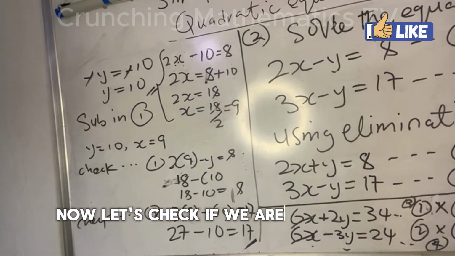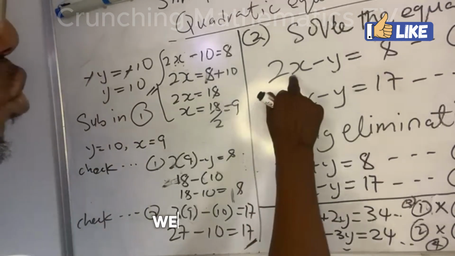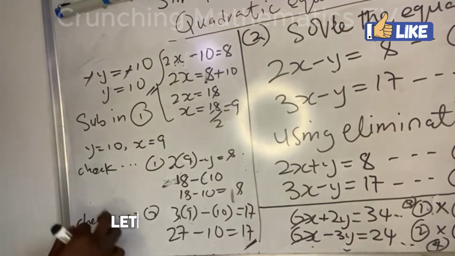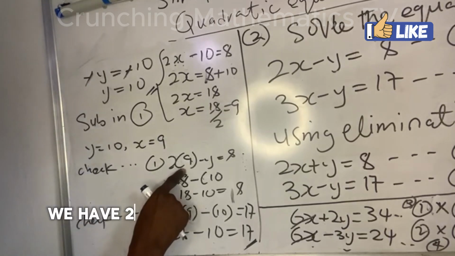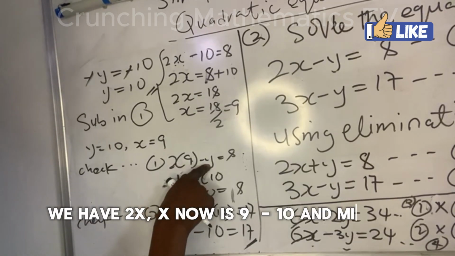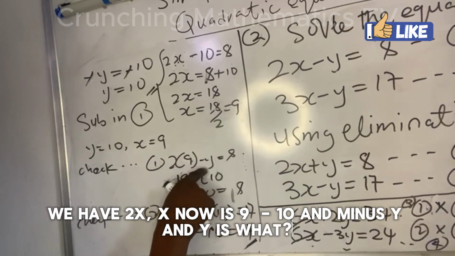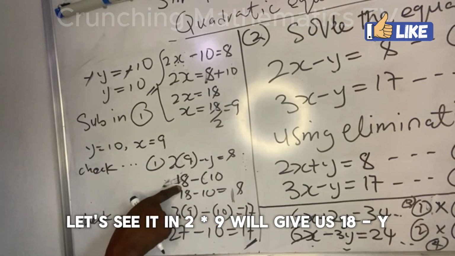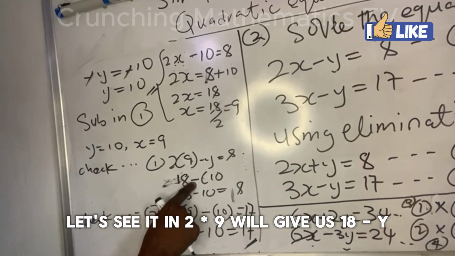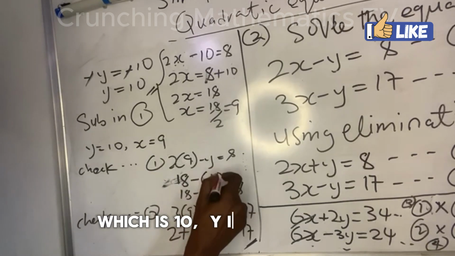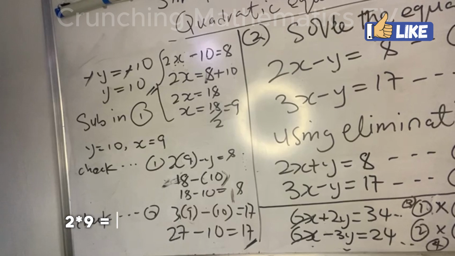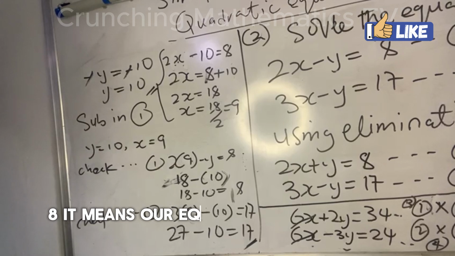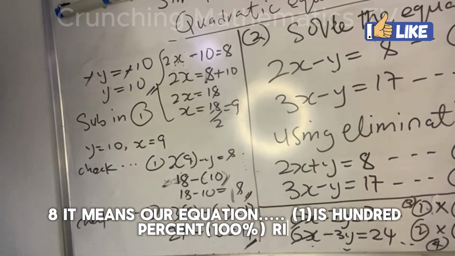Now let's check if we are right. In our equation 1, we have 2x minus y is equal to 8. Let's check this equation 1. We have 2x, where x is 9, minus y, and y is 10. Is it equal to 8? Let's see. 2 times 9 will give us 18, minus y, which is 10. 18 minus 10 is equal to 8. It means our equation 1 is 100% right.